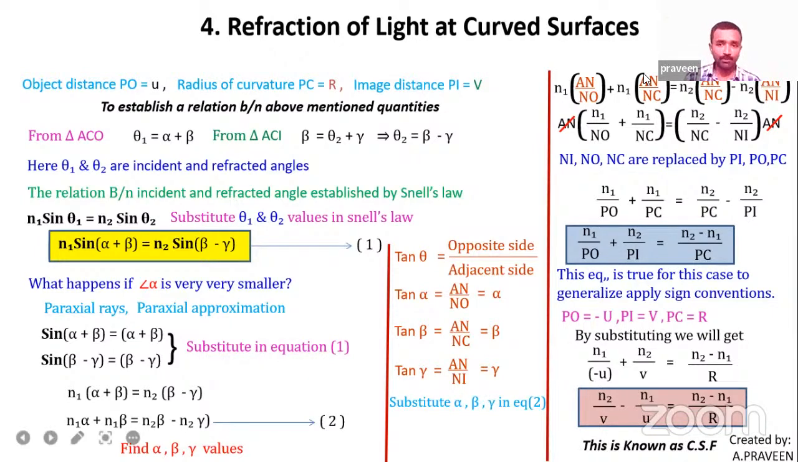So maybe you are clear about today's topic. We derived the curved surface formula, and there are applications of this curved surface formula as well. So maybe you are feeling happy with this class.